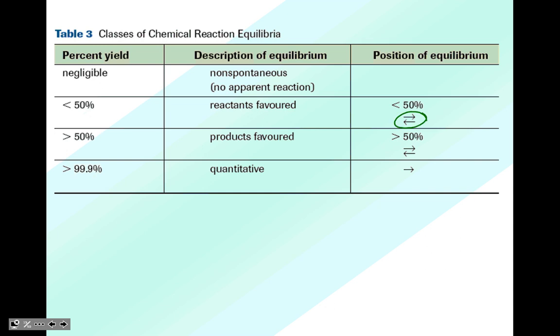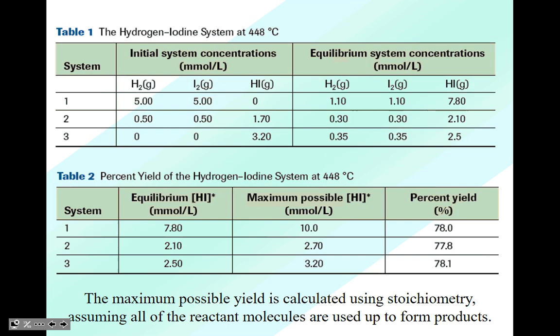If the products are favored, you're still going to have a double arrow. It's still equilibrium. It's just that the percentage is going to be higher than 50% when the products are favored. If it's quantitative, kiddos, which is so much easier, you don't have to do any ICE tables. You just have to do stoich, which is obviously our favorite. And if that's the case, you only have one arrow, and it's showing the forward reaction.